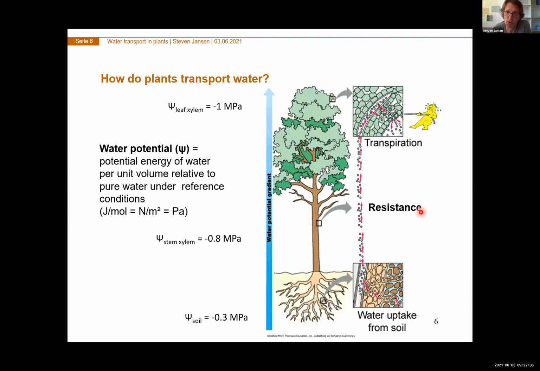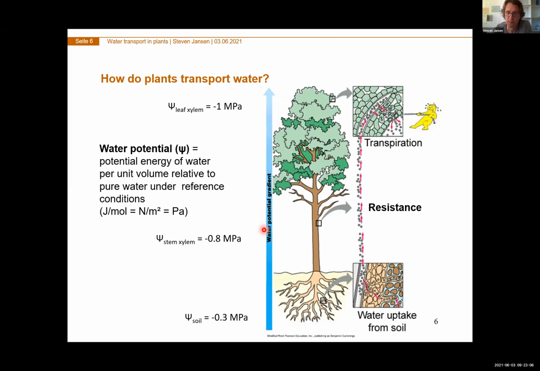There is also quite some resistance to the water flow, because you have to cross cell wall borders and different porous media. The more resistance you get along the whole pathway, the steeper, the higher, will be this water potential gradient. Okay, so this all sounds fairly okay, right? But what is then now the problem?